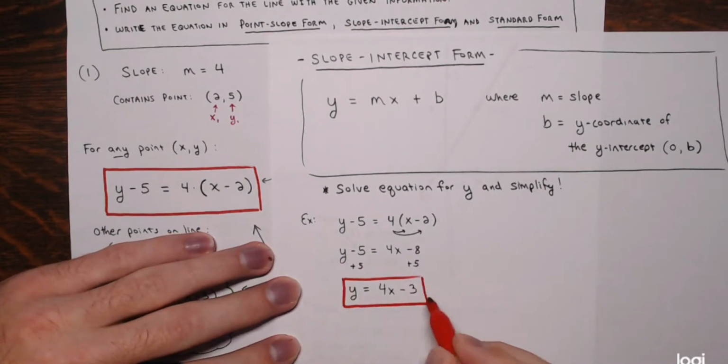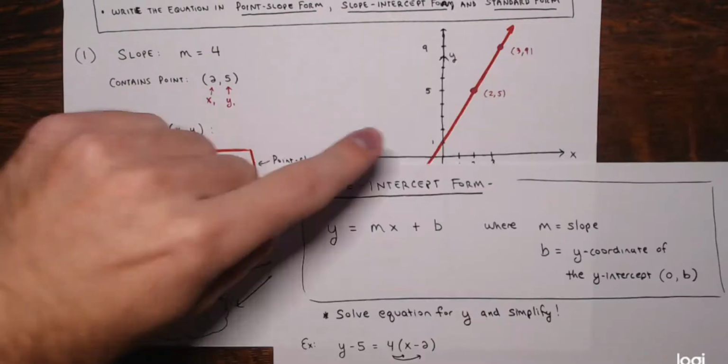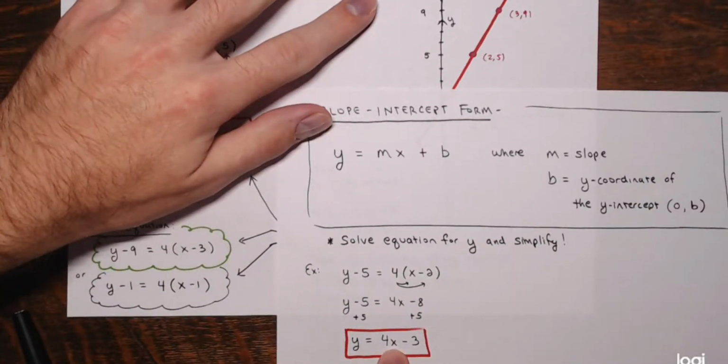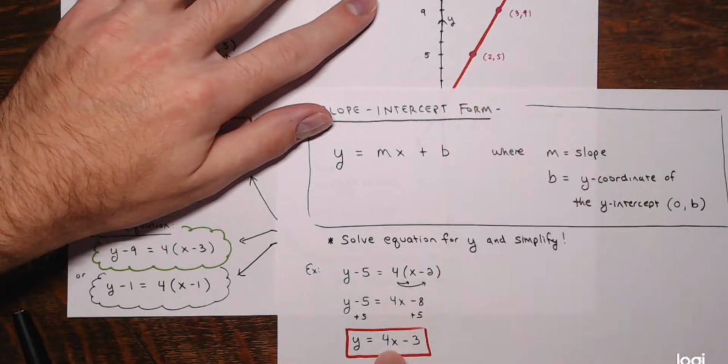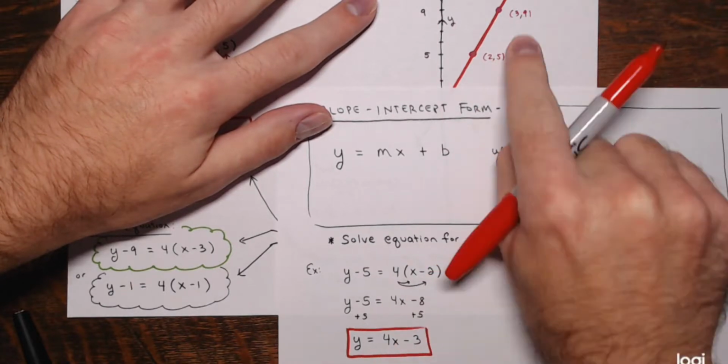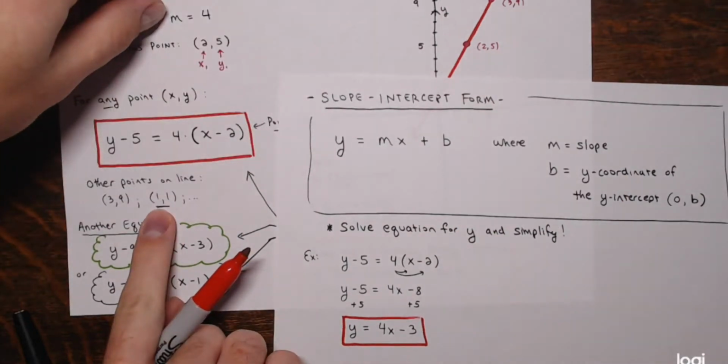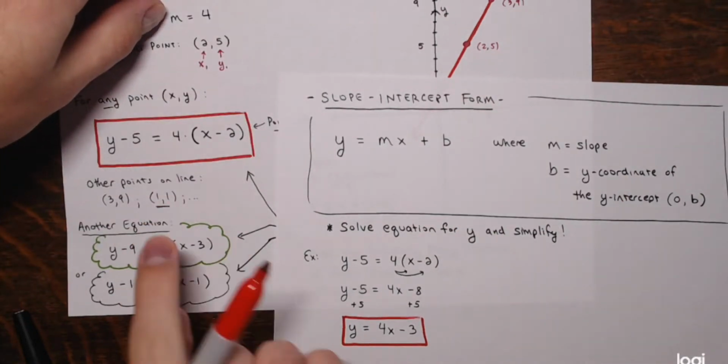There's the equation for this same line. When x is 2, y would be 5. (2, 5) is on it. When x is 3, y would be 9. (3, 9) is on it. When x is 1, y would be 1. (1, 1) is on it. It's the same line.